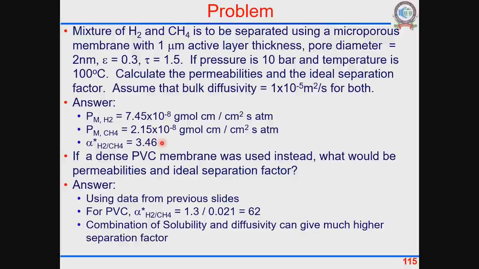So look at this. 3.46 for a porous membrane has increased to 62 based on a non-porous dense PVC membrane. That's because the solubility and diffusivity both together come into the picture. So it can give you a much higher separation factor. You would require a much smaller area to get a purer hydrogen product from methane.